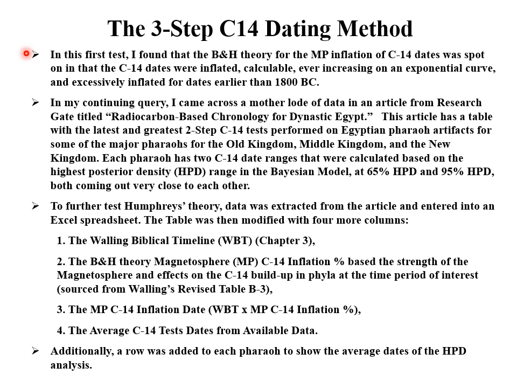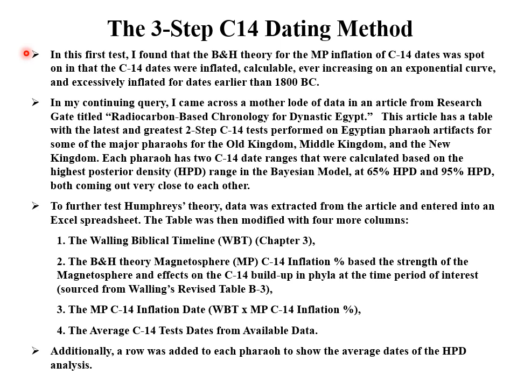Of the Old Kingdom, Middle Kingdom, and the New Kingdom. Each pharaoh has two carbon-14 date ranges that were calculated based on the high posterity density range in the Bayesian model at 65% high density posterity and 95% HPD, both coming out very close to each other.